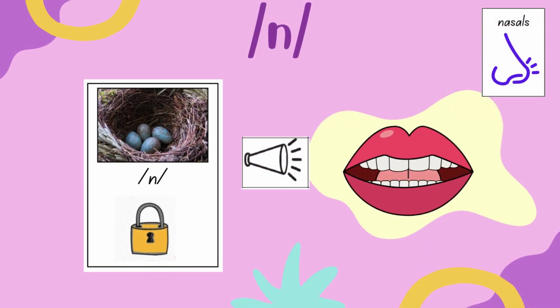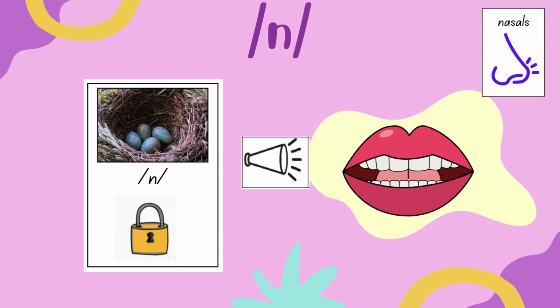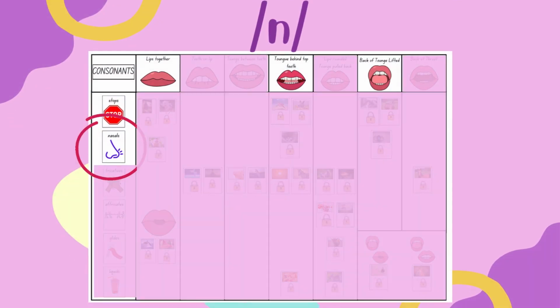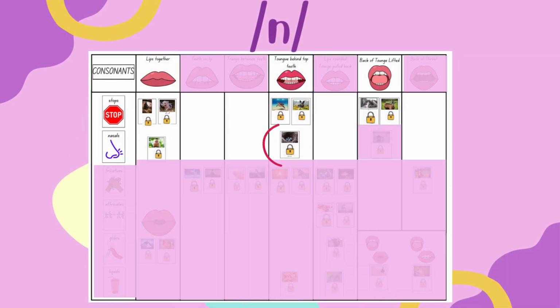When we make n, like at the beginning of the word nest, our lips look like the picture on the screen. We will put these lips right under tongue behind top teeth and next to the nose symbol because that's how we make these sounds. Let's place the picture of the nest for the n sound underneath tongue behind top teeth and next to nose.